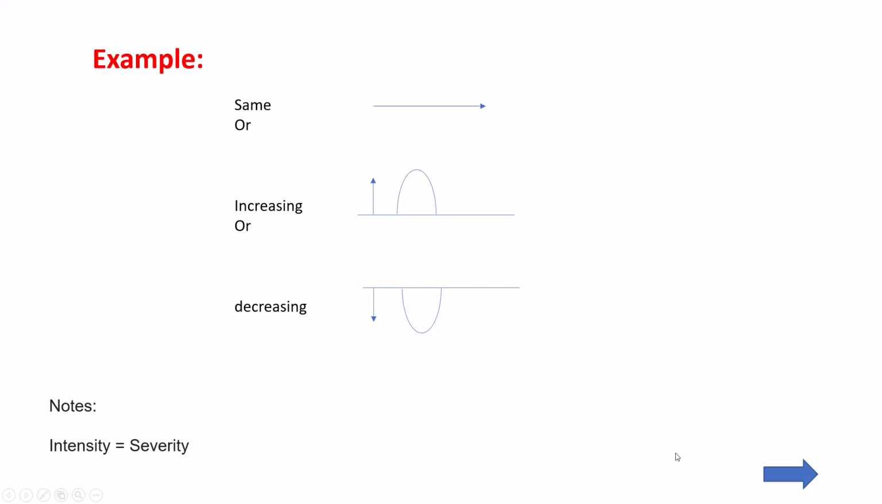This is where we are telling the intensity, the severity of the disease. If the severity of the disease is increasing, then it is increasing. If it is decreasing, then it is decreasing. Or if it is at the same level, then it is the same. That is the intensity of the disease.